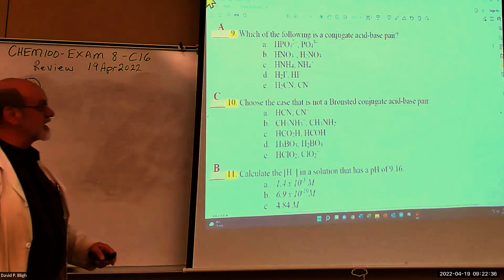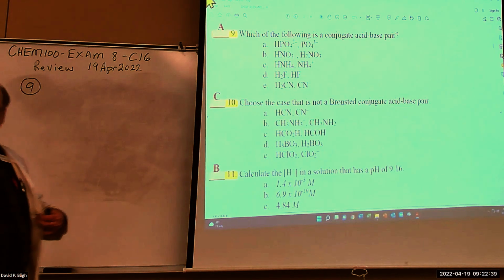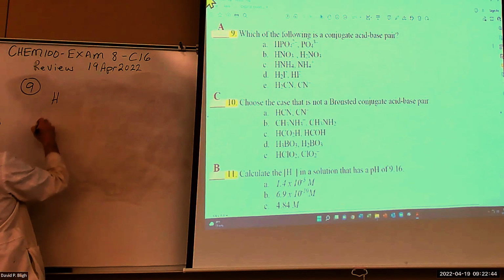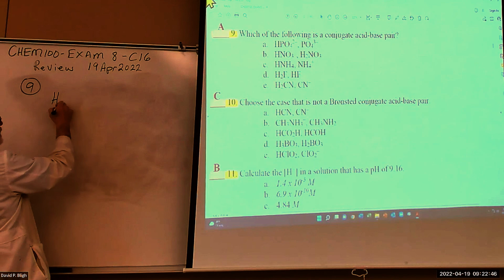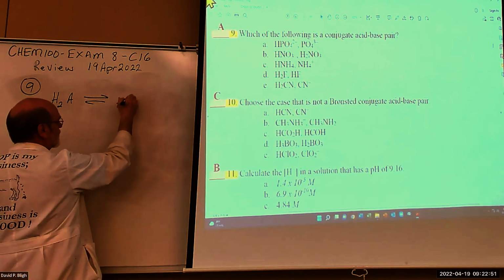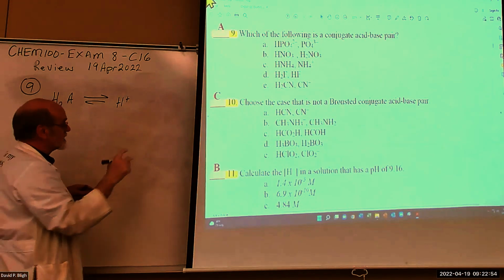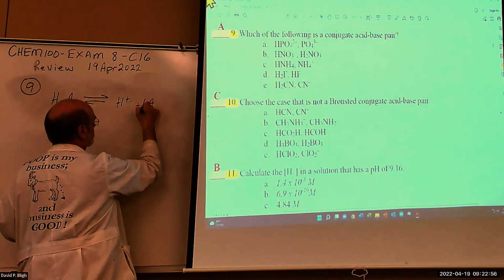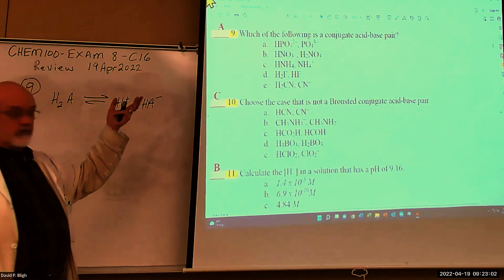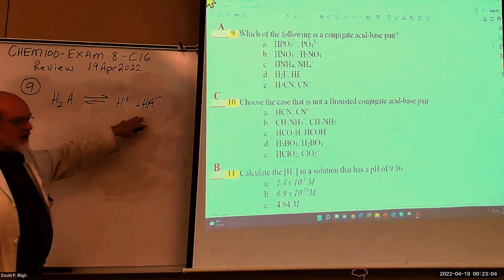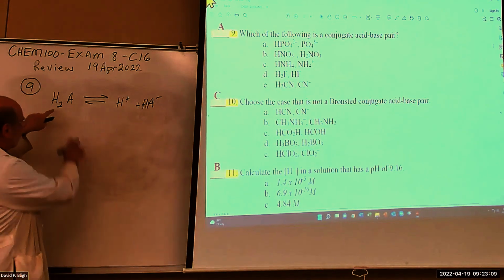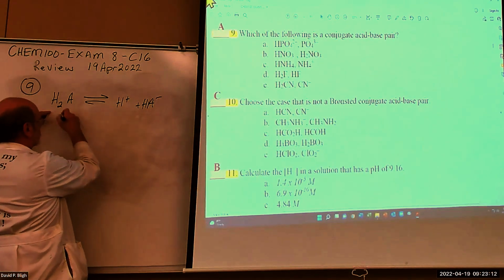Which of the following is a conjugate acid-base pair? Remember what I said about acid-base pairs. If you have an acid with more than one hydrogen ion, and when it dissociates, it does so 1 proton at a time. So it would look like that. Now that's not exactly what we've got up here, but that's just an overall requirement for an acid-base pair. So this would be the acid, this would be the base.